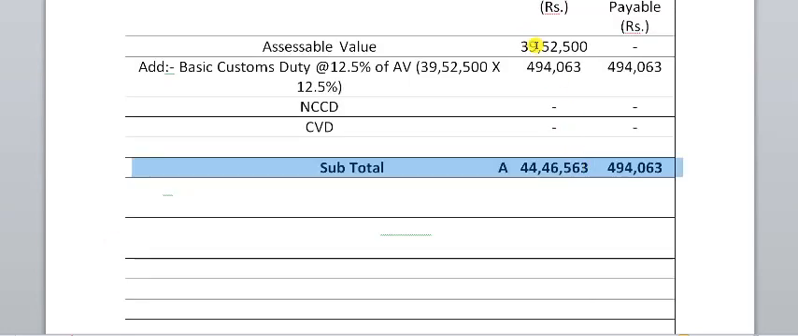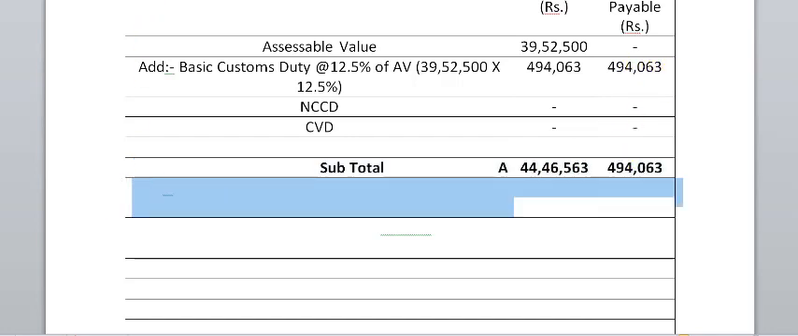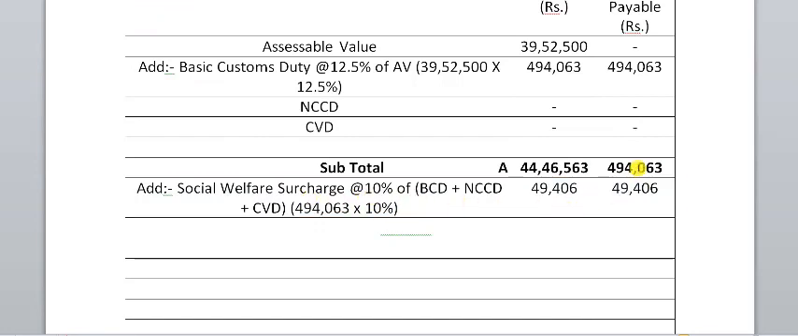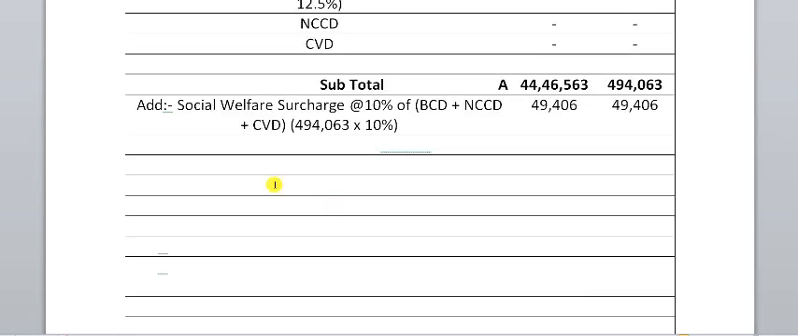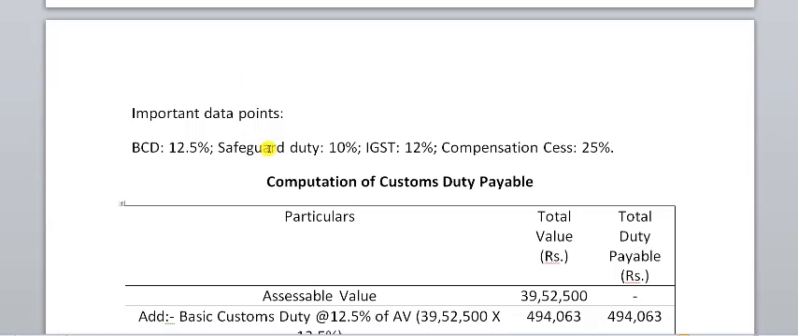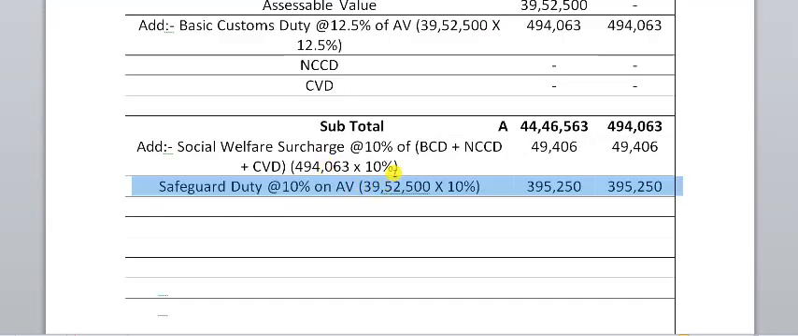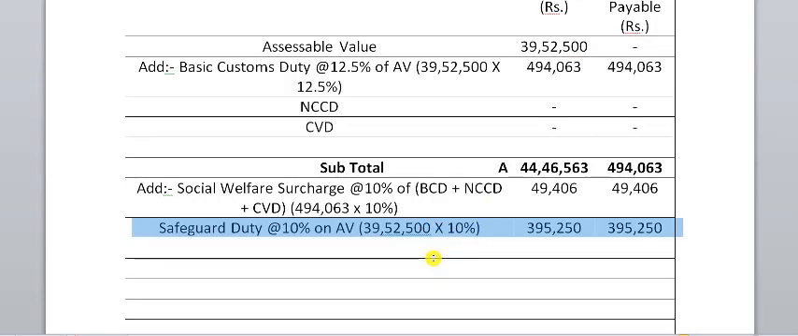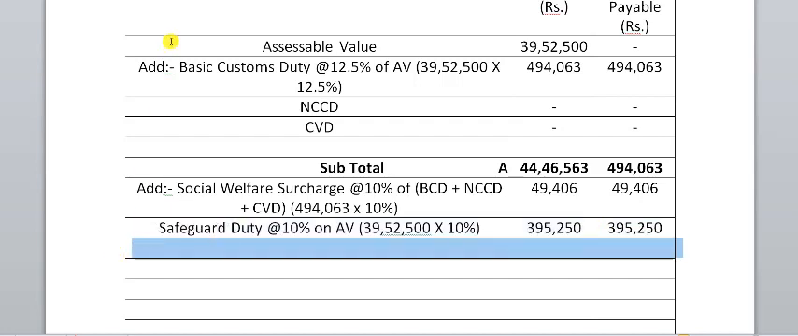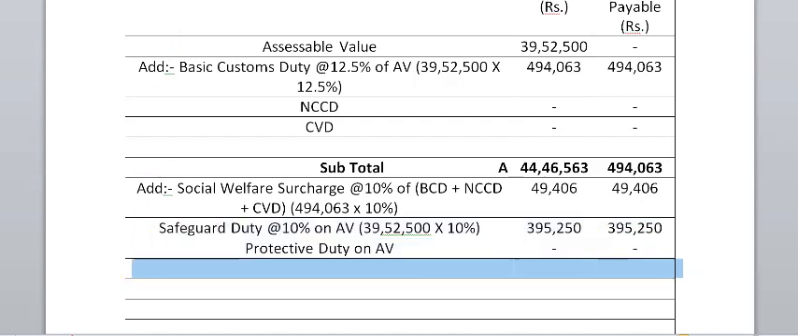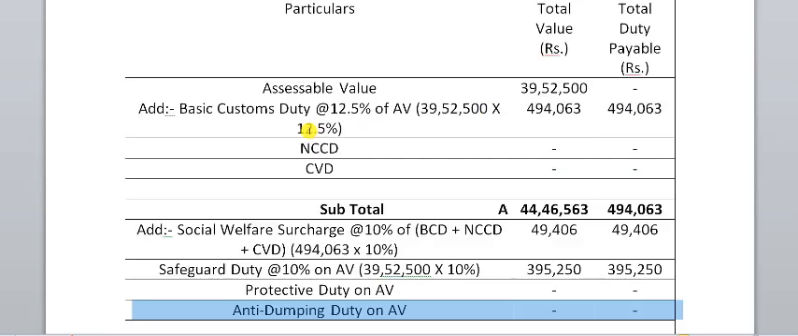Subtotal, so 39,52,500 plus 4,94,063 you will get 44,46,563. In the duty column, 4,94,063, nothing to add there, take it as it is. Social welfare surcharge, whatever is the duty amount you have got till now, take 10% of it, you will get 49,406. They have given safeguard duty at 10% of assessable value. So assessable value is 39,52,500. On that, 10% will be 3,95,250. Same amount in both the columns. Protective duty is not there. Anti-dumping duty also is not mentioned.